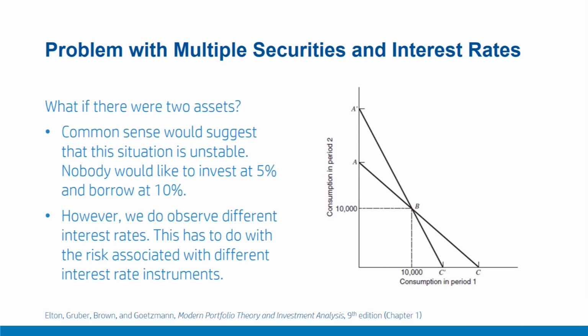Common sense would suggest that this situation is unstable and nobody would like to invest at 5% and borrow at 10%. However, we do observe financial instruments with different interest rates. Now, this has to do something with the risk associated with the different interest rate instruments.